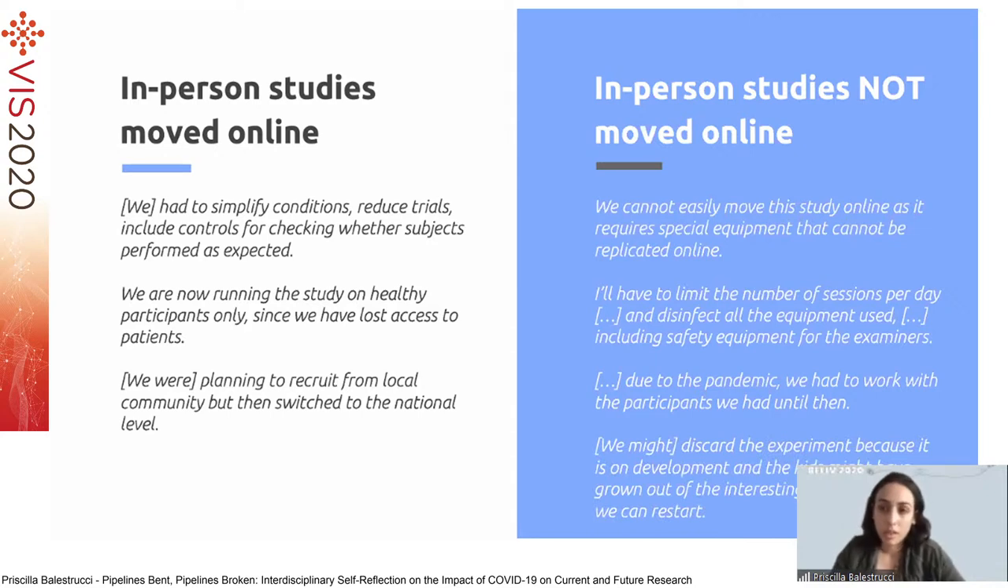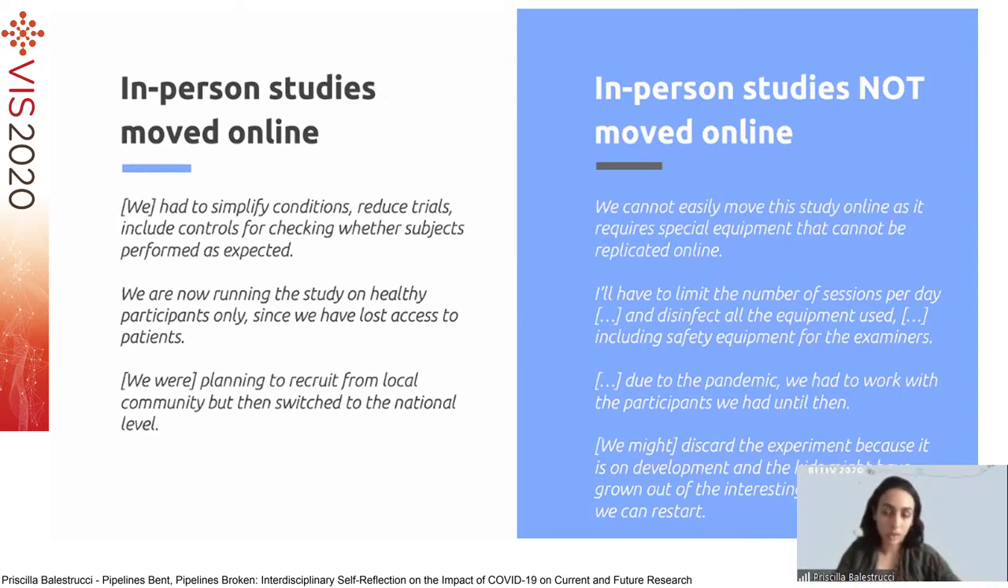Others, on the other hand, were not sure about the outcome of their study. For instance, there were researchers that were doing a longitudinal study that was possibly not available to continue because they might lose access to the patients, or by the time that they are able to meet them again, it might be useless. So as we see, the studies that were originally planned in person have a high variety of outcomes, and we have to consider many aspects.